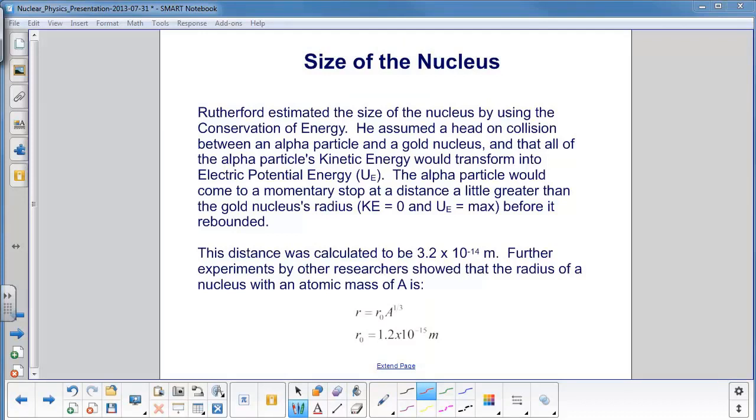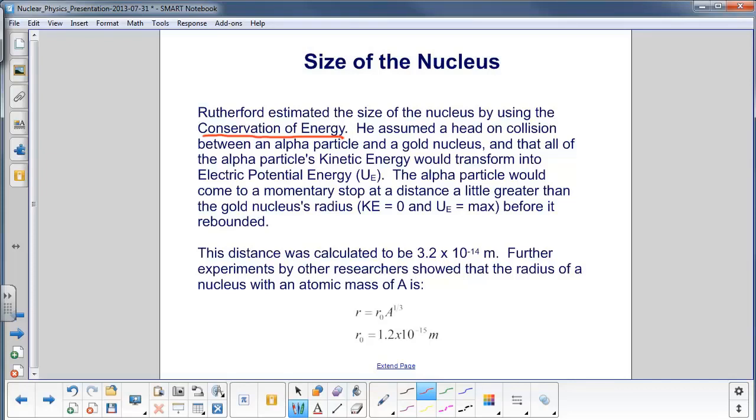Ernest Rutherford estimated the size of the nucleus by using the conservation of energy. He assumed a head-on collision between an alpha particle and a gold nucleus. Remember the gold foil experiment? And that all of the alpha particle's kinetic energy would transform into electric potential energy. The alpha particle would approach the nucleus, and as it's getting closer the nucleus is repelling it because the nucleus has a positive charge, as does the alpha particle. At a certain point, and this is what he assumed the radius of the nucleus was, the alpha particle would stop momentarily as the 2 forces balanced.